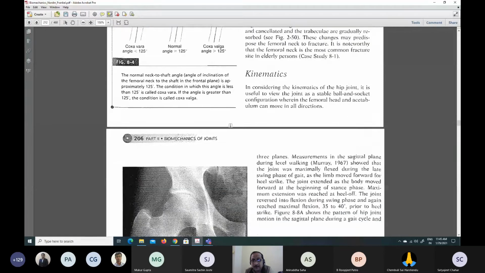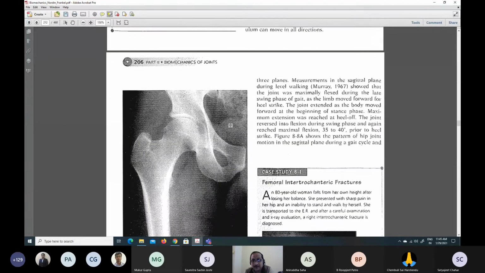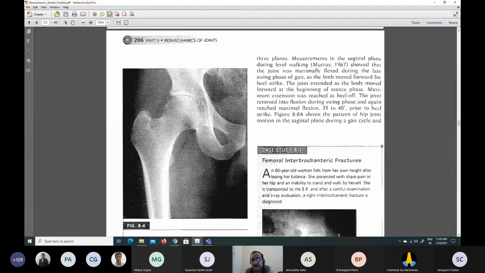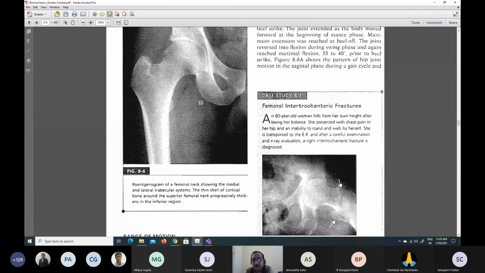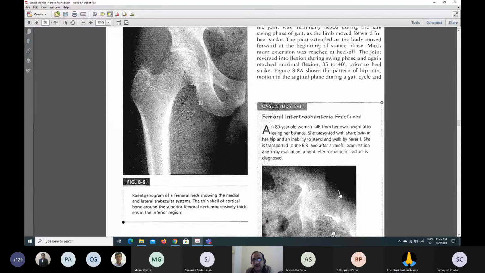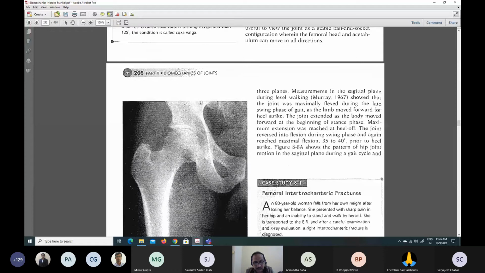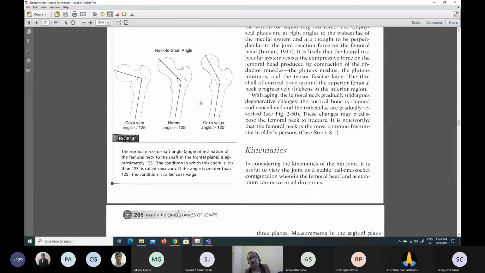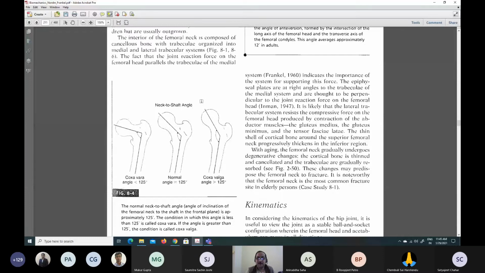Now, these are typically pictures of a hip joint. If we move on to now, a few words must be said about common fractures that occur.